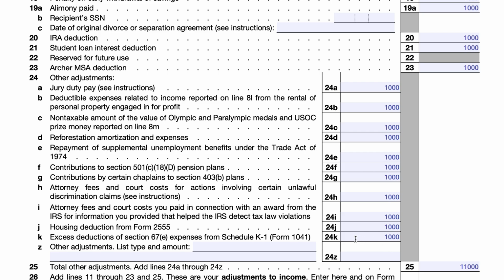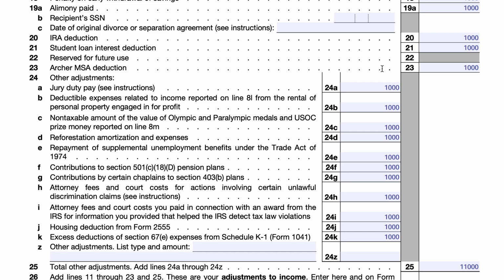And then excess deductions of Section 67(e) expenses on your K-1. This would apply to Form 1041, which is for estates and trusts. And then other adjustments, which there isn't a whole lot of guidance on in the Schedule 1 instructions. Specifically, the instructions say leave line 24Z blank.